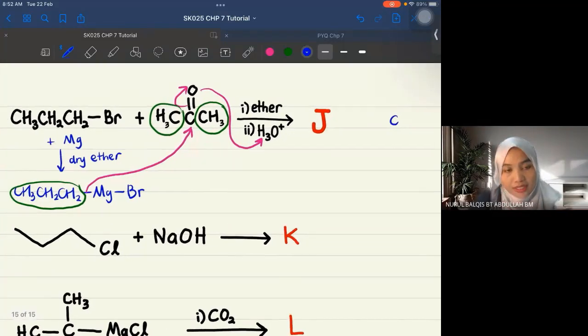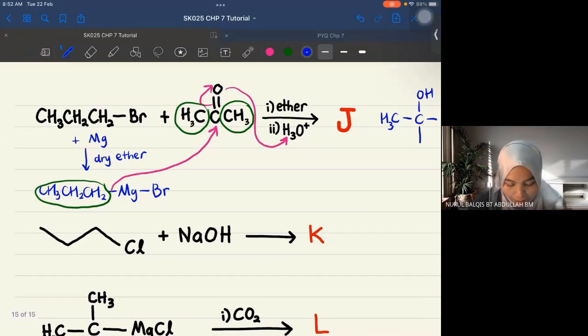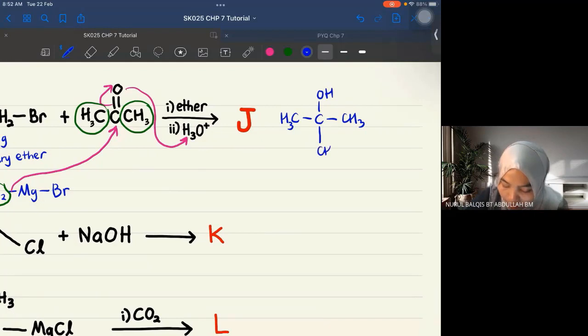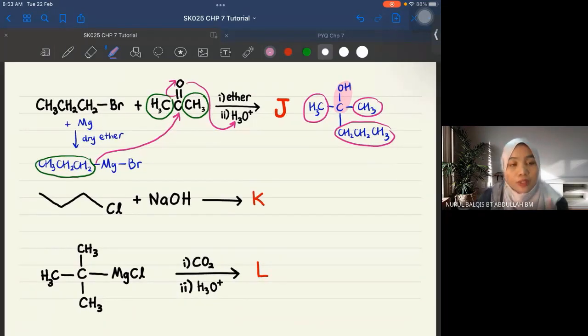Secondary? Awak dah ada 3 takkan secondary? Tertiary. Carbon bearing the OH directly attached to it, kita salin balik CH3, CH3, and then yang bawah ni tengok masuk dekat carbon yang pertama tu, so masuklah CH2, CH2, CH3. So this is your tertiary alcohol because you got 1, 2 and 3 alkyl groups attached to the carbon bearing the OH. Okay, so preparation of tertiary alcohol can be made from the Grignard reagent reacting with only ketone. Tak boleh aldehyde sebab ketone dia nak 3.